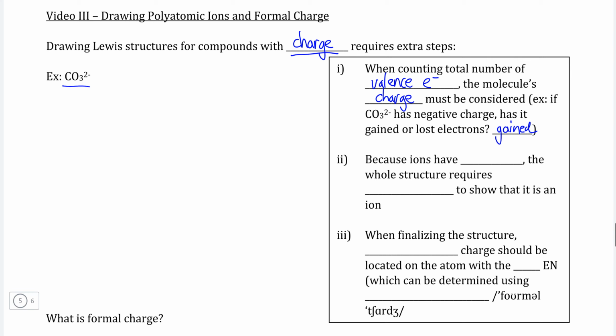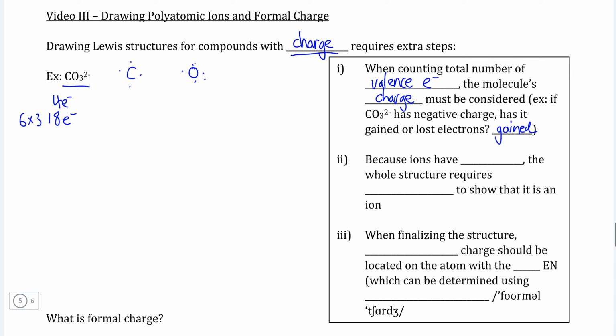So if we remember the Lewis structures of carbon and oxygen respectively, we know that carbon has 4 valence electrons and we only have 1 carbon atom, so that's nice and easy. Oxygen, however, is going to have 6 valence electrons, and because there are 3 oxygens in carbonate, we multiply that number by 3 for a total of 18 electrons.